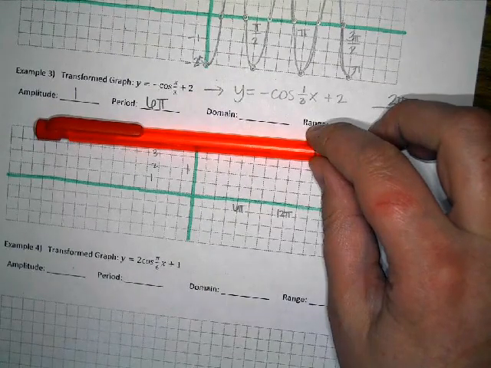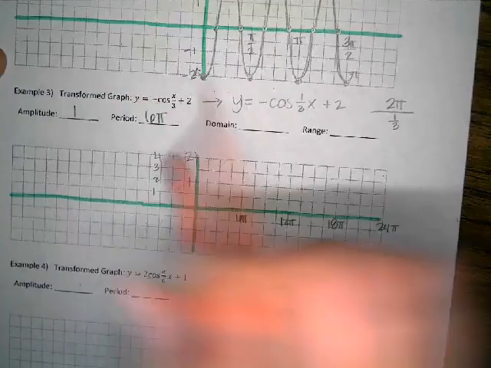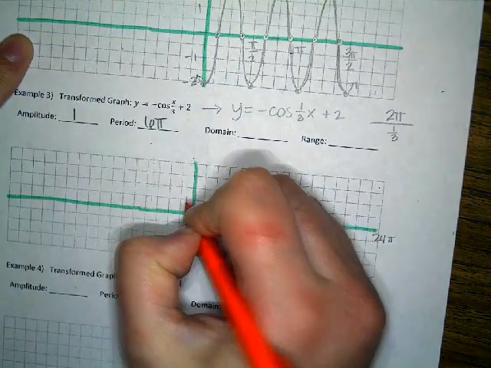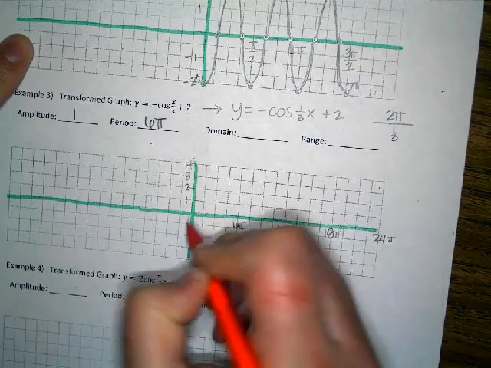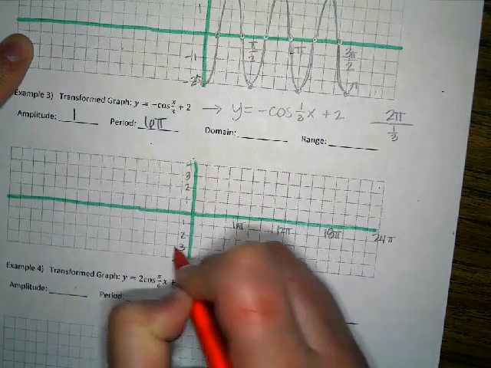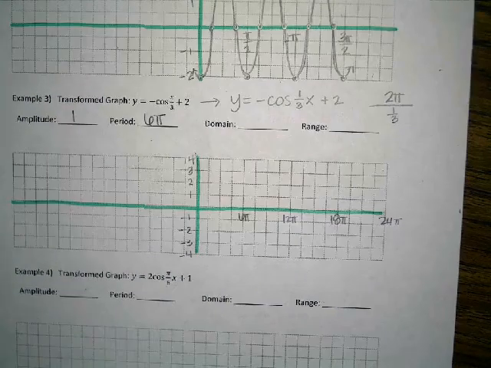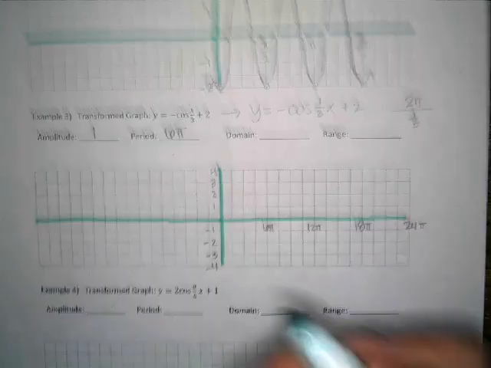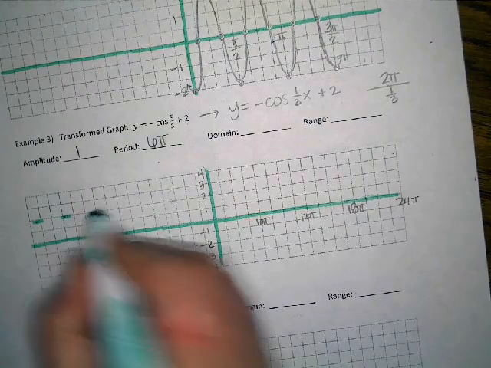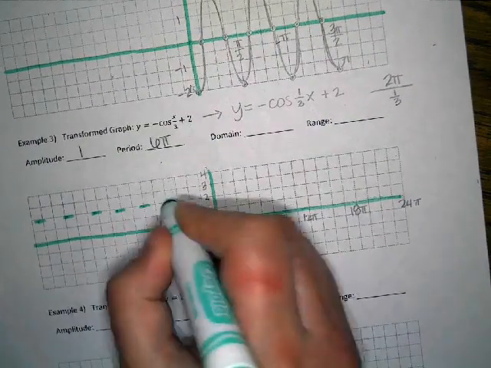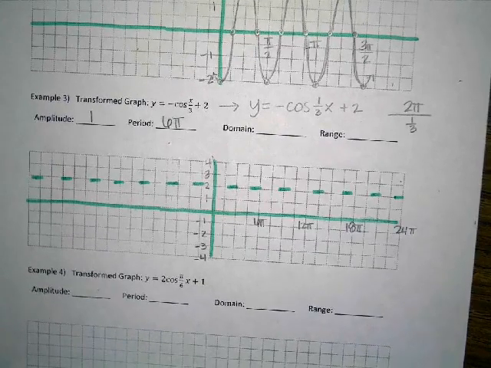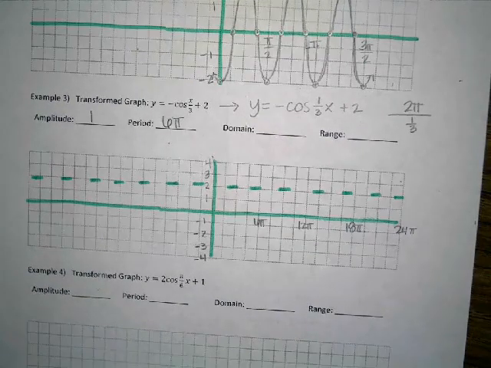Okay. So I'm going to do 1, 2, 3, 4. And how do we do the ones with a midline? Put a dotted line at 2.